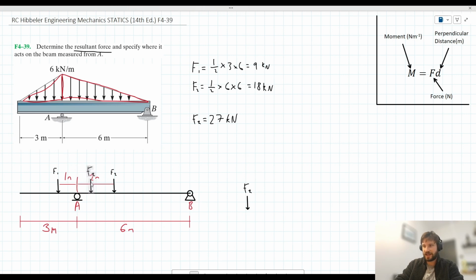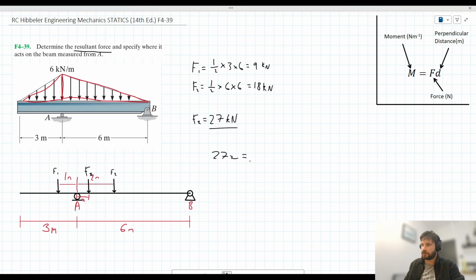We can then move on to calculate the position of FR. Let's say that FR roughly sits around here, and we can describe the distance between A and FR as x. So this little length here we can describe as x. And the idea basically is that the moment about A produced by the resultant force is equal to the sum of the moments produced about A by forces F1 and F2.